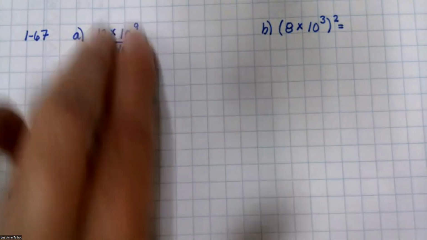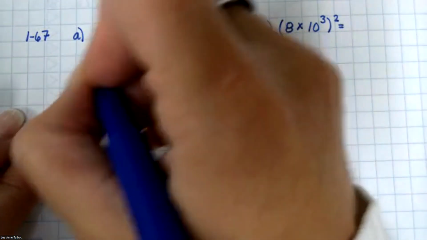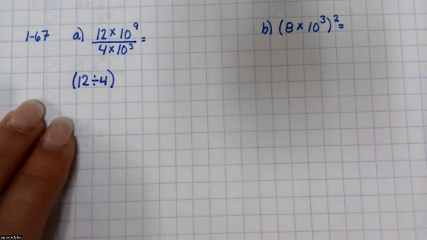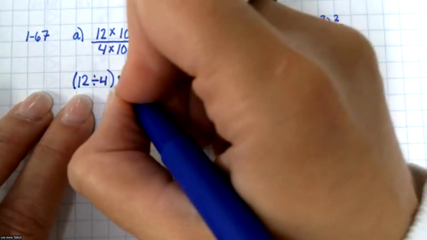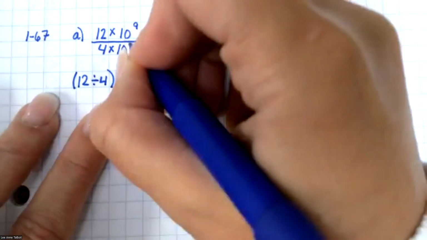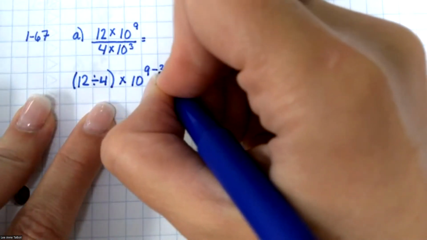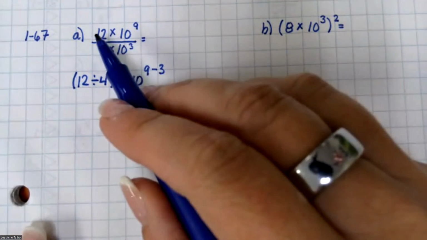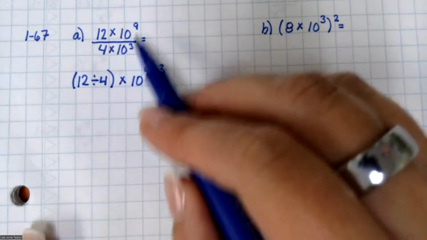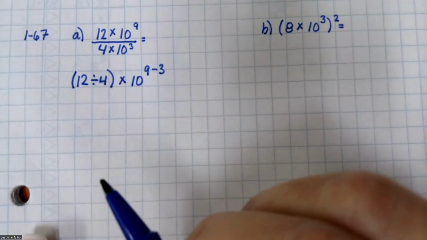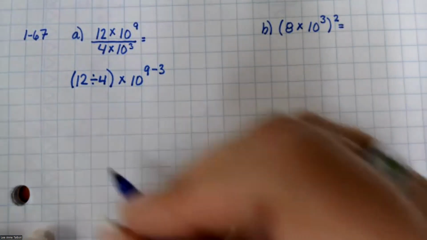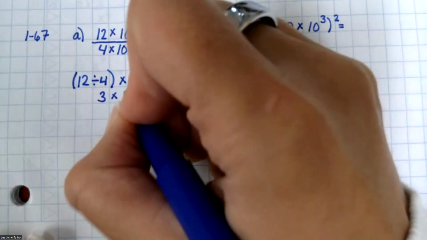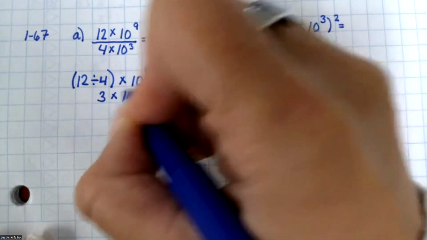So what you do for this is a division problem. You take the front numbers and you do 12 divided by 4 times 10. And then because it's division, you subtract the exponents. So you take the front numbers and divide them and subtract the exponents. Twelve divided by 4 is 3. And 9 minus 3 is 6.